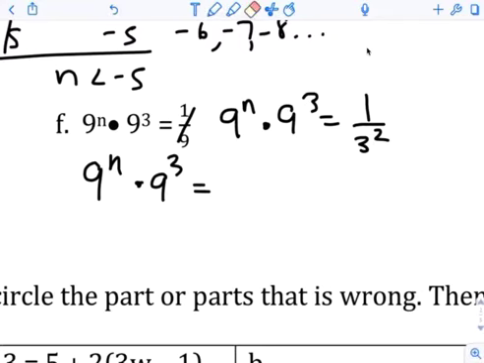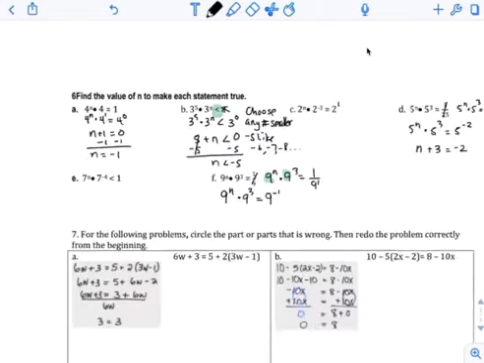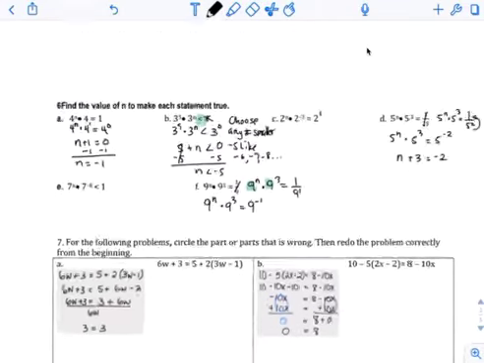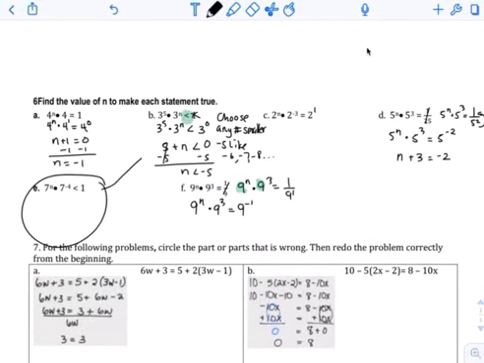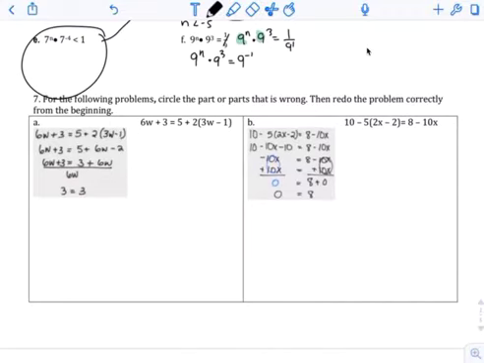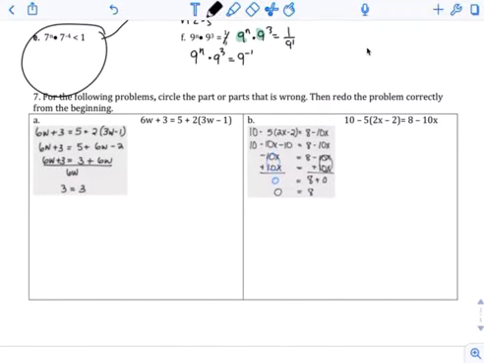Oh, no, 3. We want to use the base of 9. That was wrong. 9 to the 1, so it'll be 9 to the negative 1. Okay? And then solve it. Make sure you explain this one like you do over here. This answer here. This is inequality. Okay, circle the part that's wrong.